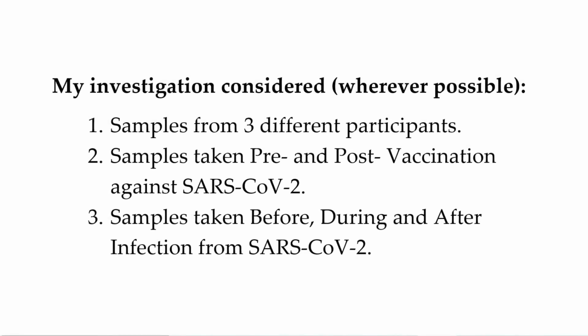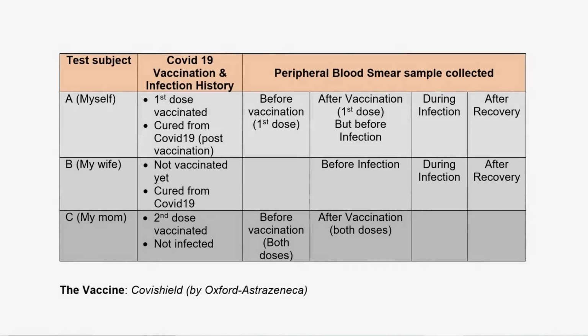During my investigation, I also upped the ante by considering samples from not just one, but 3 different test subjects, and examining their blood smears collected from not just before and after vaccination, but also before, during, and after infection from the novel coronavirus. Test subject A, myself, have already been vaccinated with the first dose of Covishield, and also recently recovered from COVID-19 infection.